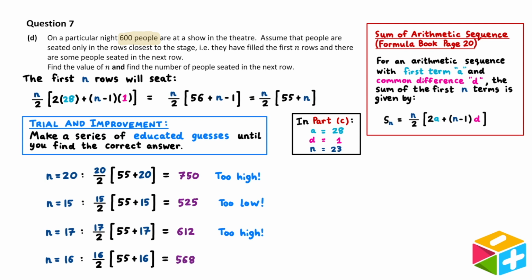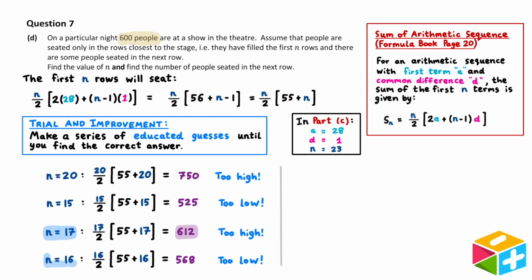Subbing in and using our calculator, we get 568. This is lower than the target of 600. We found something interesting here. The first 17 rows would sit 612 people, so the 600 people we have would not be enough to fill these.